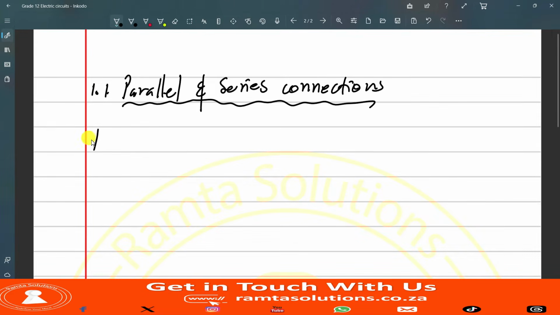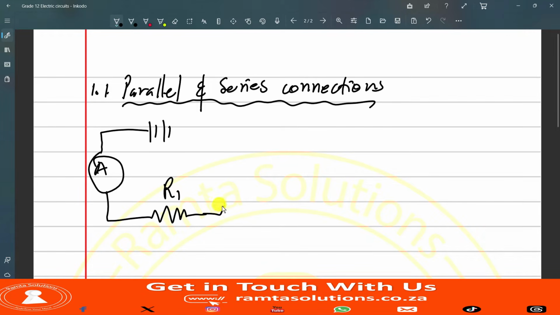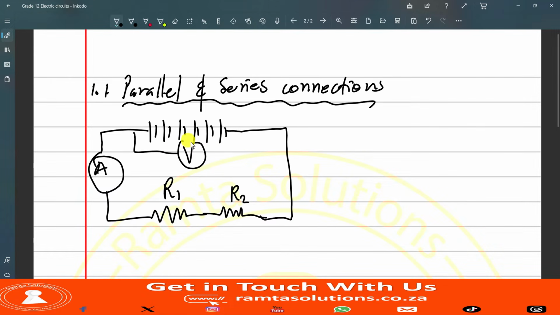So let's start with a series, or maybe I should draw a circuit. First things first, let's have a circuit like this. Let's say this is an ammeter, and let's say this is resistor 1. Let's say this is resistor 2, and then let me try to add more cells. Okay, and let's say here is your potential difference. So this is a series combination.